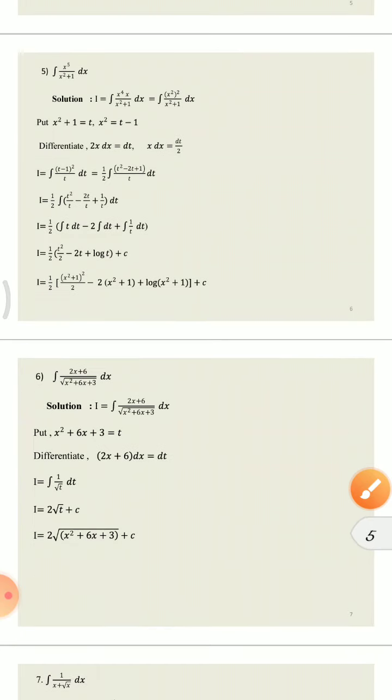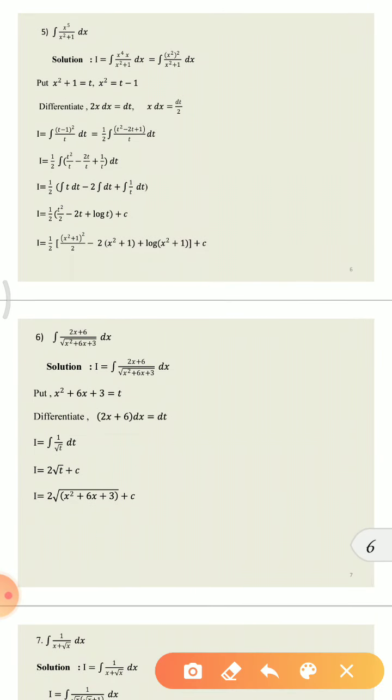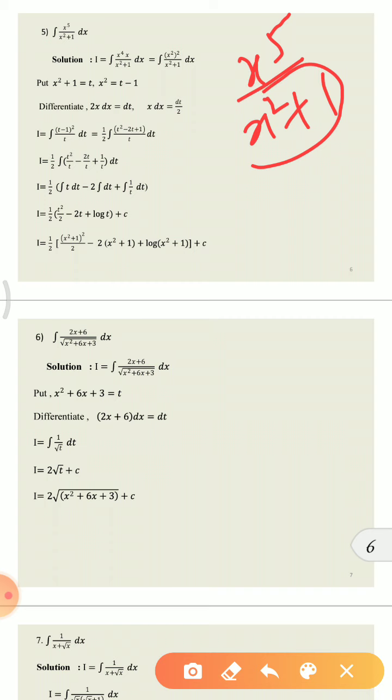Next question, question number 5. Integration of x raised to 5 upon x square plus 1 dx. We cannot solve this integral directly. We have to adjust the terms, because we have x raised to 5 in the numerator and x square plus 1 in the denominator, and we have to substitute this term by t.